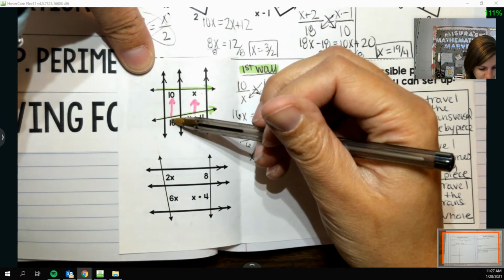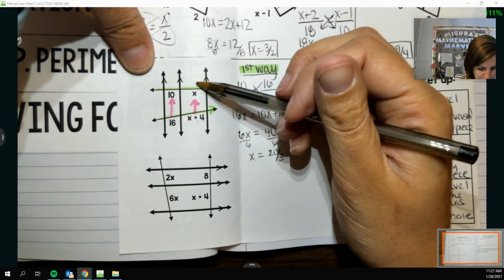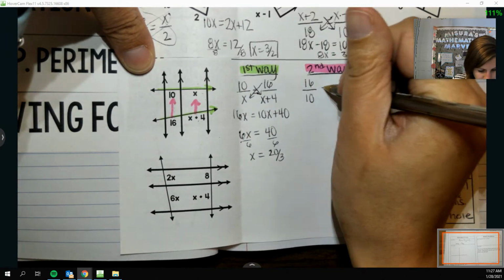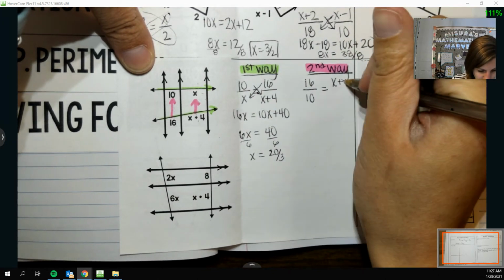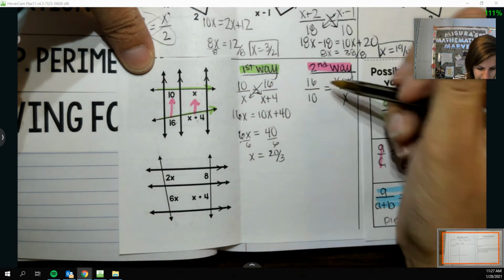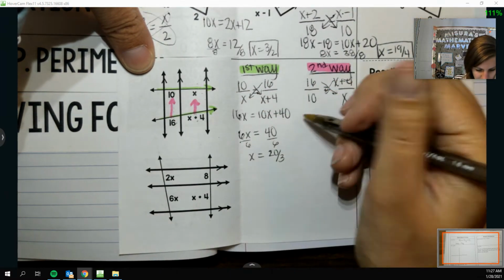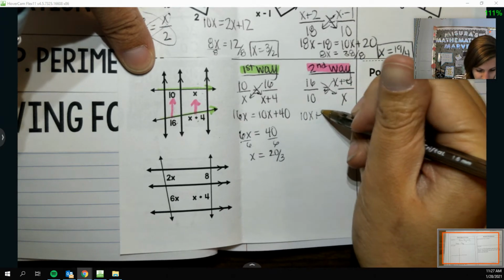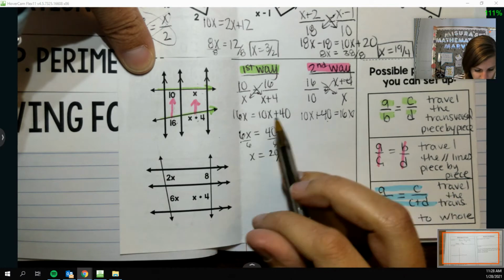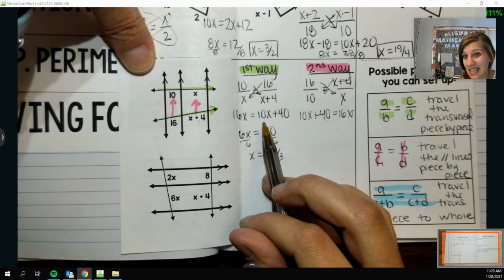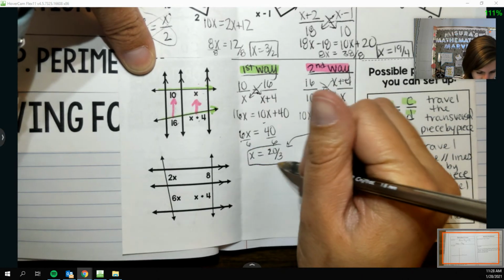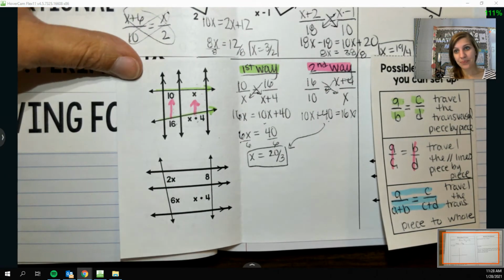So if we travel along the parallel line piece by piece, we'd have 16 over 10 equals x plus 4 over x. So here to here, here to here. And cross multiply and solve. So we get 10x plus 40 equals 16x. And I mean, I can go through the rest of it, but this equation right here I can already see is going to be the same. So we end up still with 20 over 3. Okay.